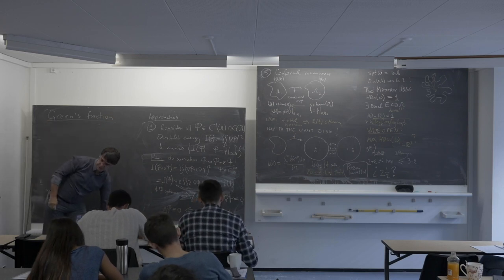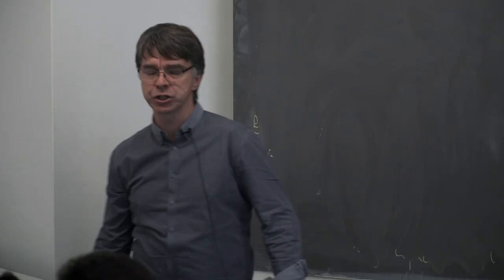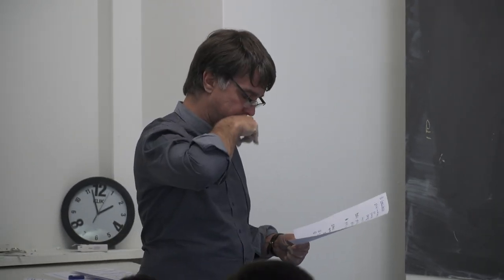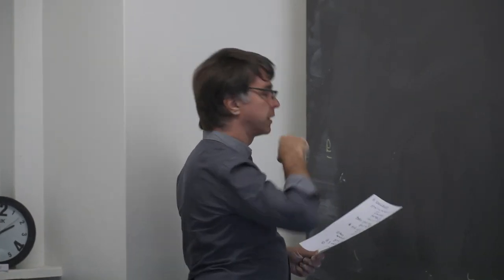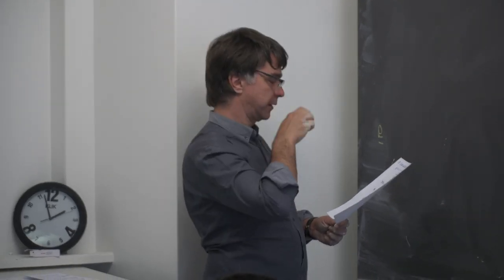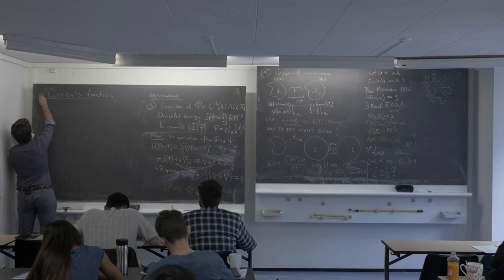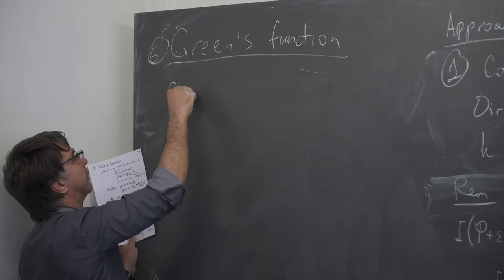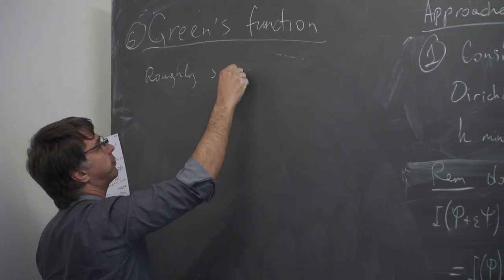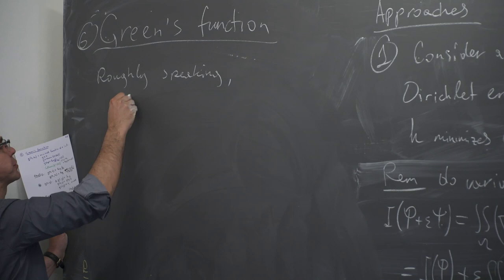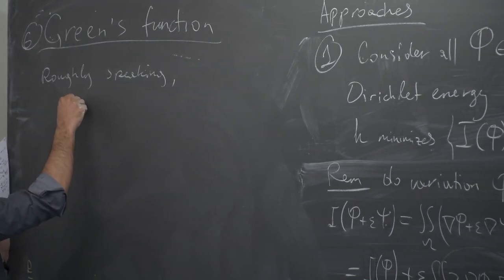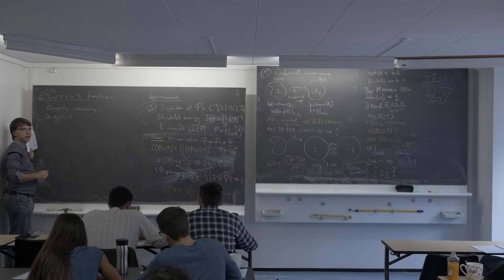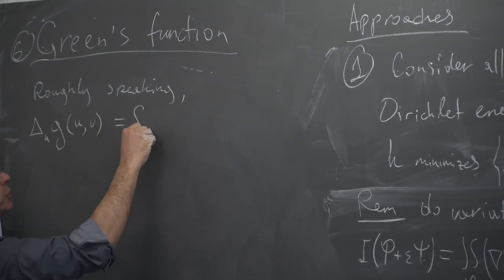So he was perhaps the first who really did a rigorous solution of the Dirichlet problem. Basically, it's another approach. So let's say approach number six. Roughly speaking, Green's function of two points, let's say u and v, has the following property, that the Laplacian of this Green's function, Laplacian in u, is delta measure at u minus v.